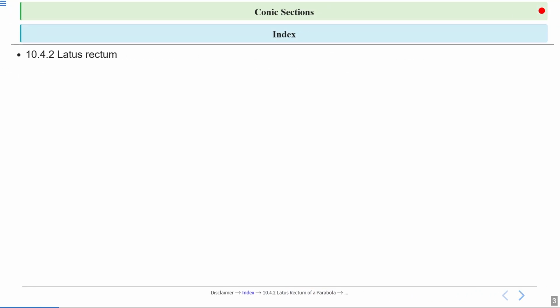First we will discuss latus rectum. Then we will discuss examples 5 to 8. So let's get started.